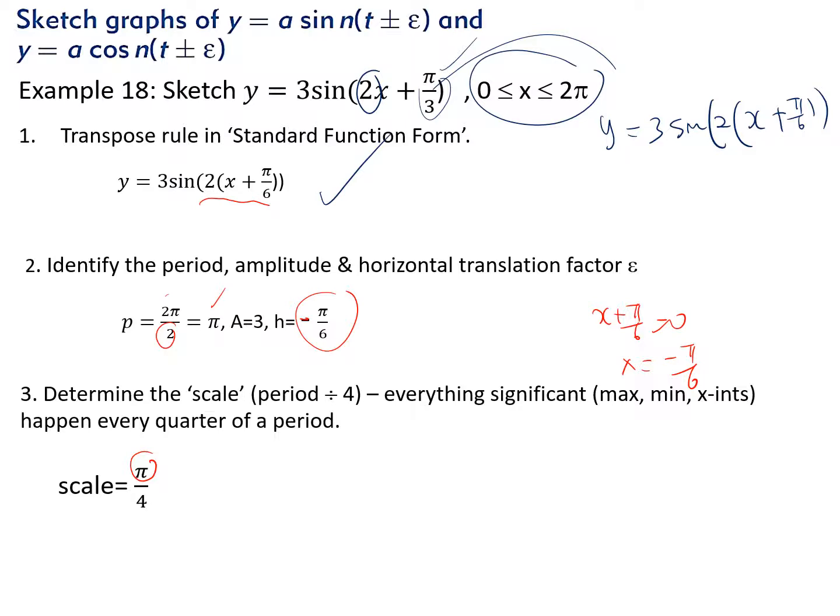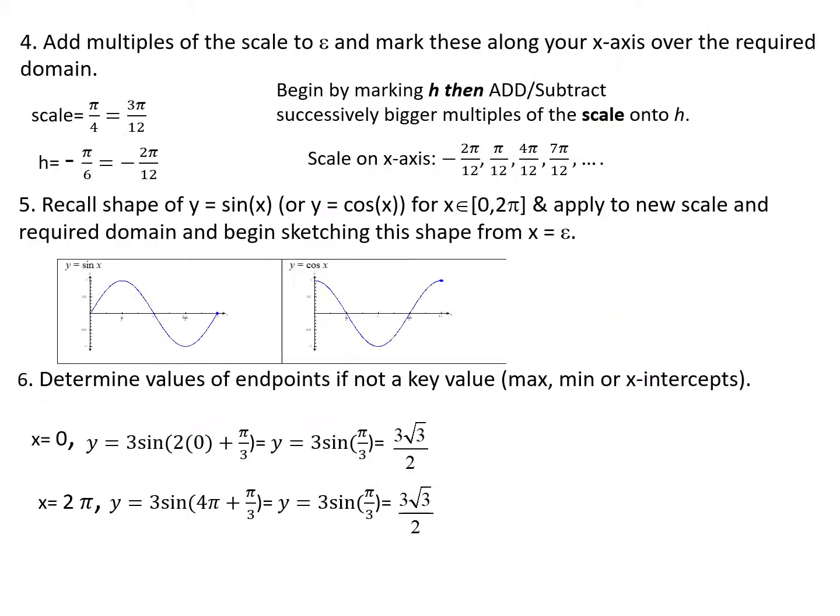And next, we're going to look at step number 4. All right, in step 4, we're going to add multiples of the scale to the epsilon, and we're going to map this along your x-axis over the required domain. So the scale here is pi/4. The h, which is the horizontal shift, is negative pi/6, so it's pi/6 to the left, basically.